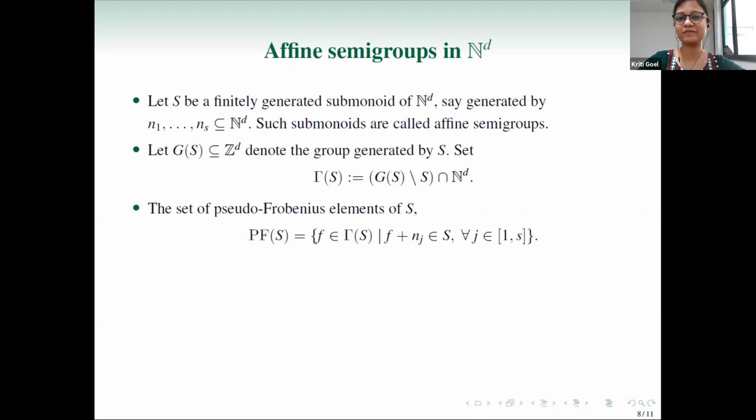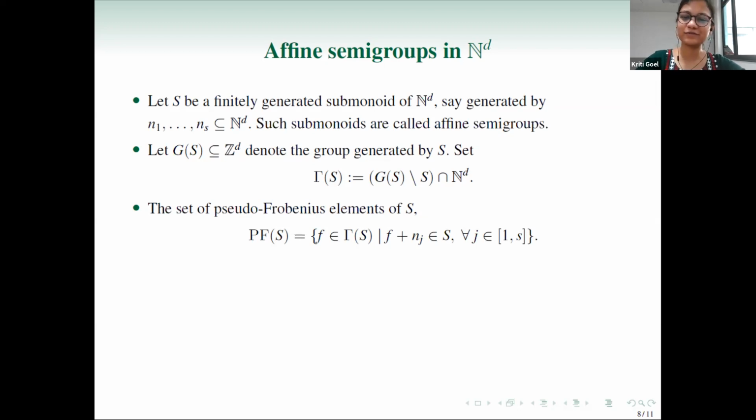So what do we mean by, first of all, semigroups in N^D? Of course, to begin with, our semigroups are finitely generated. So over here, we are looking for finitely generated submonoids of N^D. Let's say they're generated by n1 up to ns. And this is what we'll call the affine semigroups in high dimensional spaces. The next step is to look for the gap set. Over the set of natural numbers, our gap set was just the complement of the semigroup in the set of natural numbers. But over N^D, there's not one natural choice that one can pick.